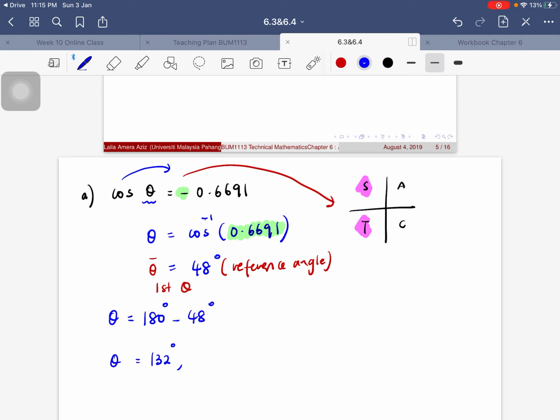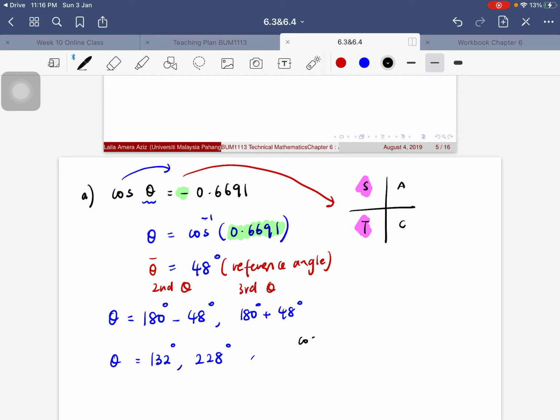Next, I'm going to find the next value of theta. Sorry, the first one is not the first quadrant, it is actually positioned in the second quadrant, so let me correct that. This is the second quadrant, and the other angle is positioned in the third quadrant. Here I have 180 degrees plus 48 degrees, according to the rule that we have discussed before. Therefore my second angle is 228 degrees. There's a simple way that you can check whether your answer is correct or not.